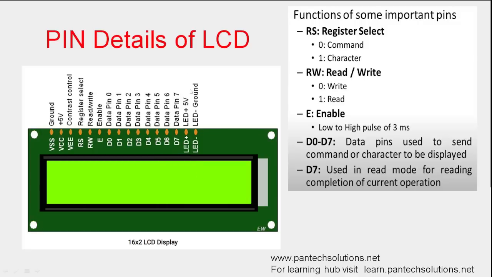So this is the pin details of the LCD display. You could get the datasheet very easily. VSS stands for ground and VCC for 5 volt. V0 is for contrast control, and RS is for register select, because in an LCD there are two modes: one is the command mode, the other is the data mode, the character mode. If register select is 0, then it is command mode. If register select is 1, then it is the data mode.